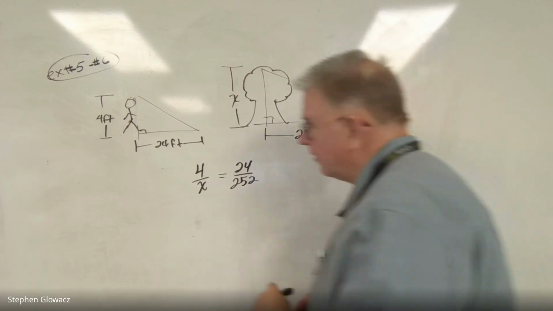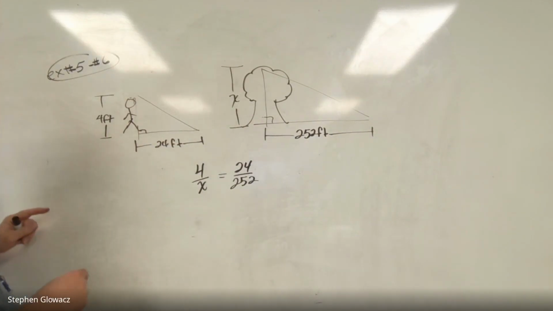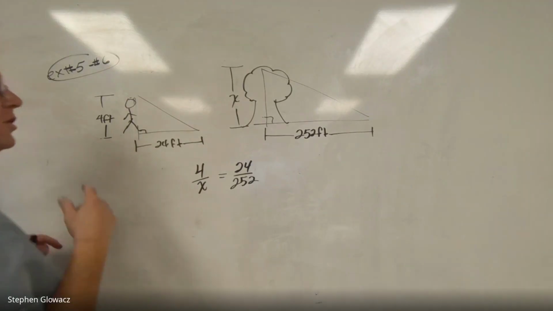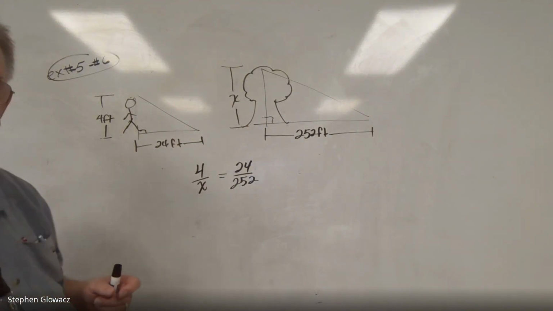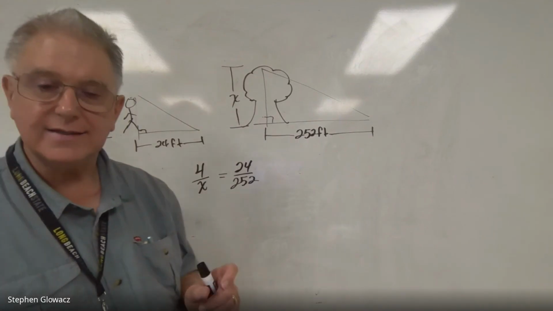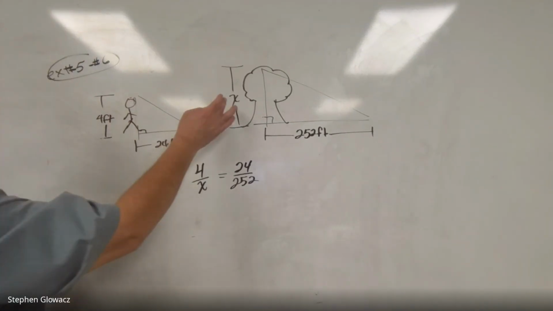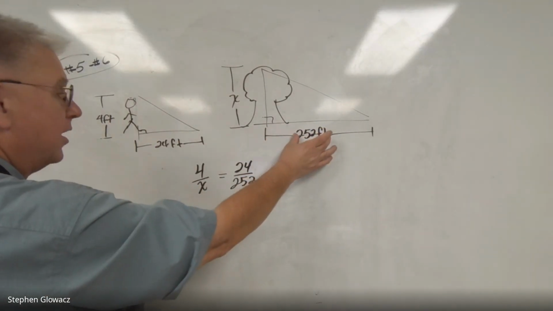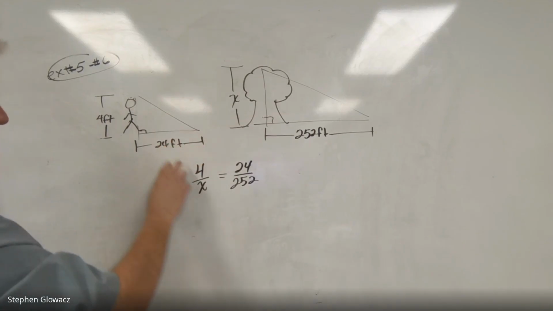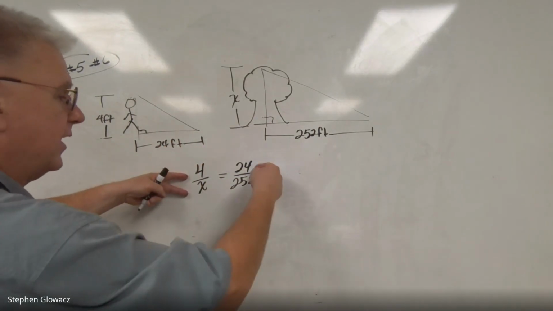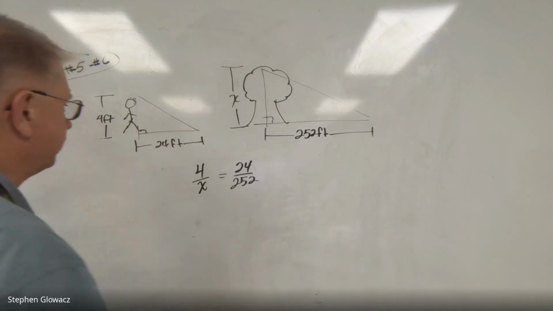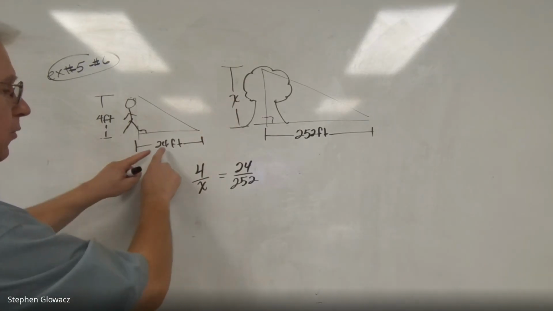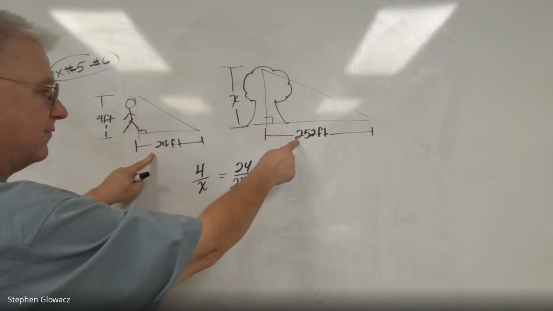Again, very important, we want to emphasize that. We're going little to big. You say, well, how do we know to go little to big? You don't have to. Remember, we said before, the key is consistency. We could have gone x over 4, but then we would also have had to do 252 over 24. In other words, if you reverse one, you have to reverse the other as well. As it is, we have 4 over x equals 24 over 252.